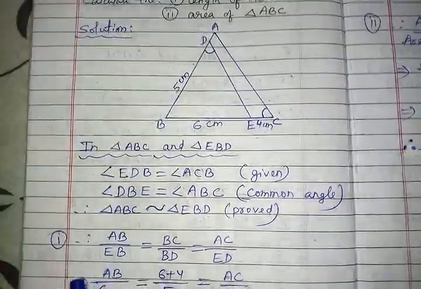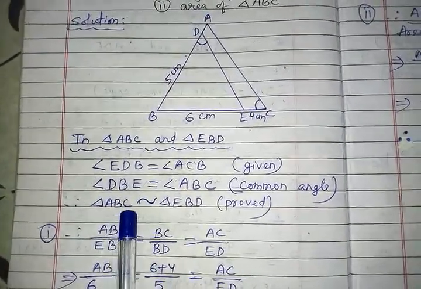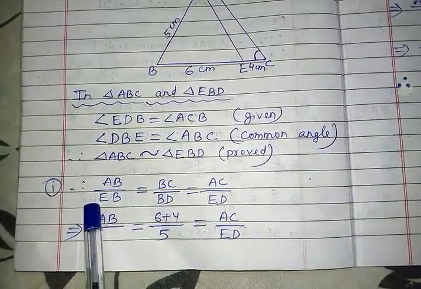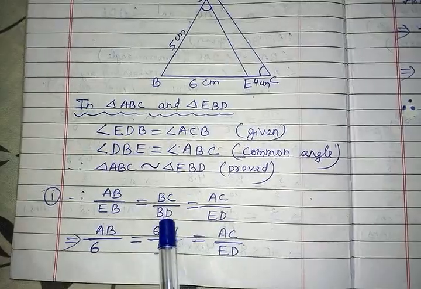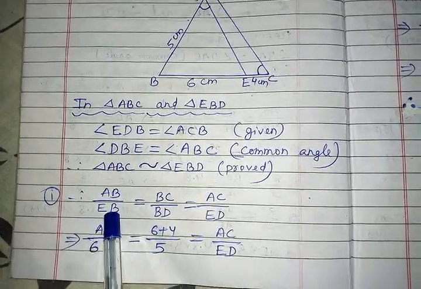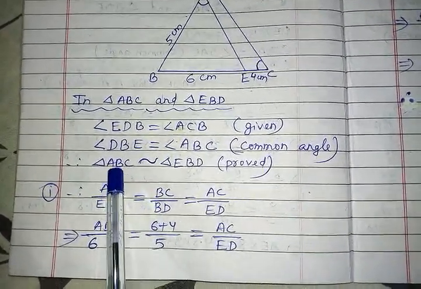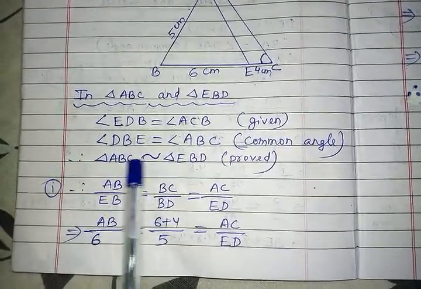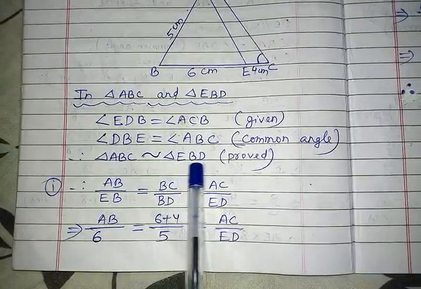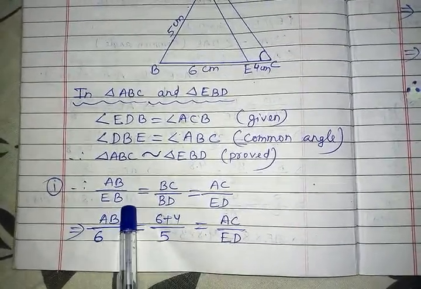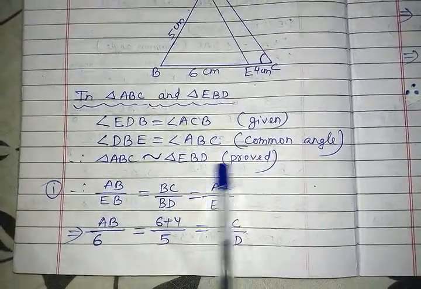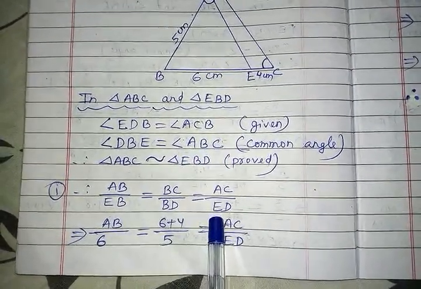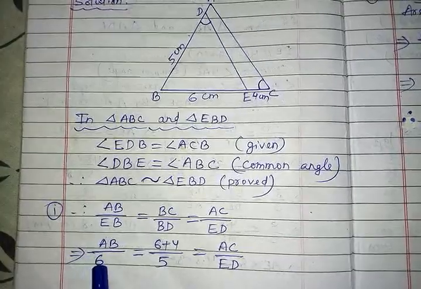Now whenever we have proved that two triangles are similar to each other, we can use the proportionality theorem. And the proportionality theorem, we know we have to write this way, and here all the ratios we take from the names itself. AB by EB, first two, you have to take AB by EB, BC by BD, AC by ED. Now respective values we have to put.